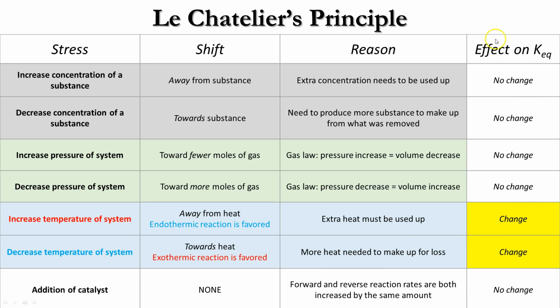The only thing that actually can change your equilibrium constant is temperature, and that's why whenever we have an equilibrium constant, it's very specific for that reaction at that particular temperature.